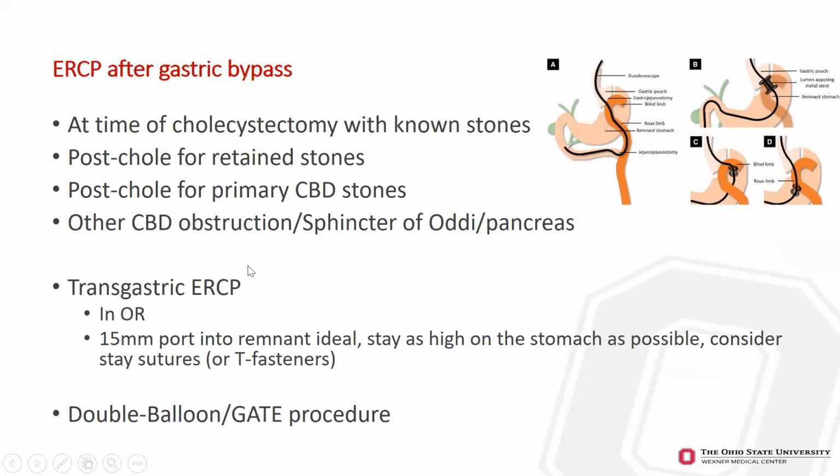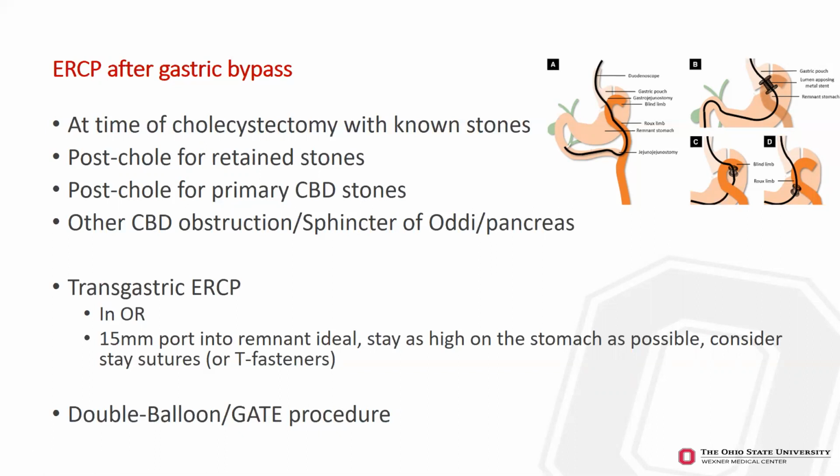Like I mentioned before, ERCPs after gastric bypasses can be difficult. Most oftentimes here, we do them in the OR transgastric. Sometimes they already have their gallbladder out and have either retained stones, have a leak, or have primary common duct stones, which is something we've seen as well, and the patient needs an ERCP. Some of the gastroenterologists can do them with a double balloon endoscopy.